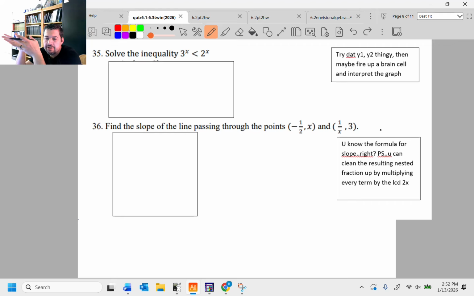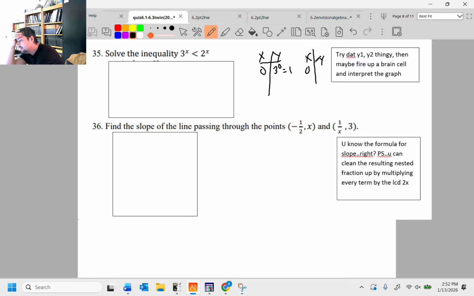So my suggestion here off the side is try that Y1, Y2 thingy. But if you have any numerical sense to you, it just makes sense to think numerically. Now, let's let x be 0. Well, this would be 3 to the 0, which is 1. And if we did it on the other side, we have 2 to the 0, which is 1, too. They match, right? Now, if x hits 1, suddenly this guy becomes 3, and this guy becomes 2. Well, obviously something's happening.